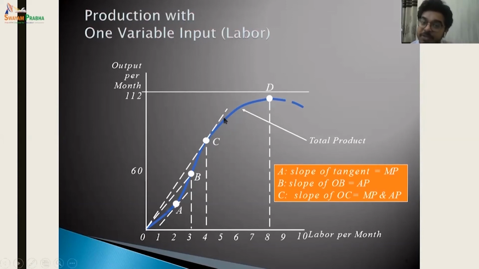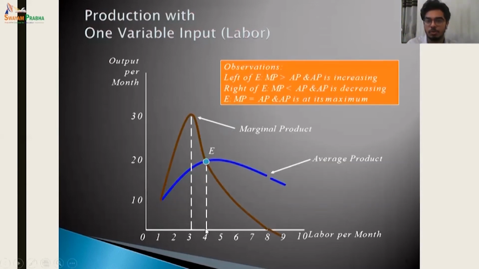On point C, ironically, if you see, the tangent is touching the origin, and it is also the straight line connecting C and the origin. So the tangent is the same as the straight line connecting the origin and that point. Because the tangent shows marginal product and it is the same line which connects point C and the origin, which is average product, hence marginal product equals average product. This is on point C, the fourth labor, and here on the fourth labor, my average product is equal to the marginal product.